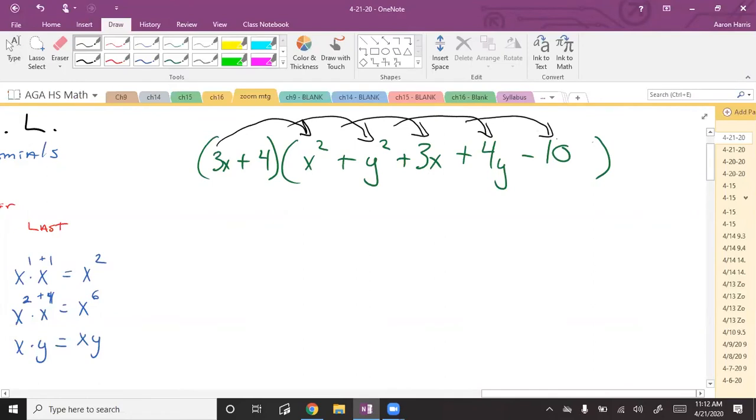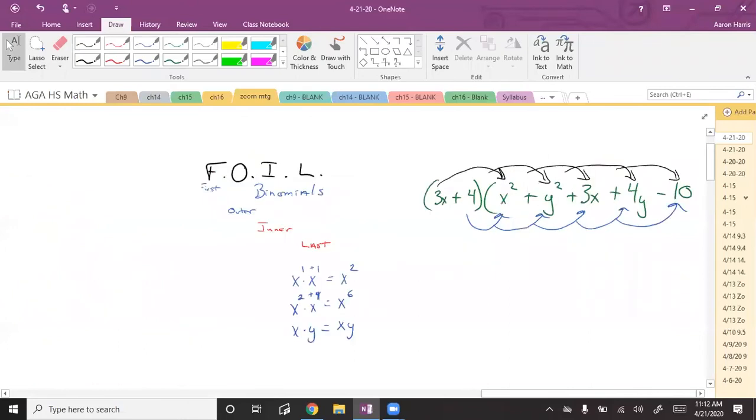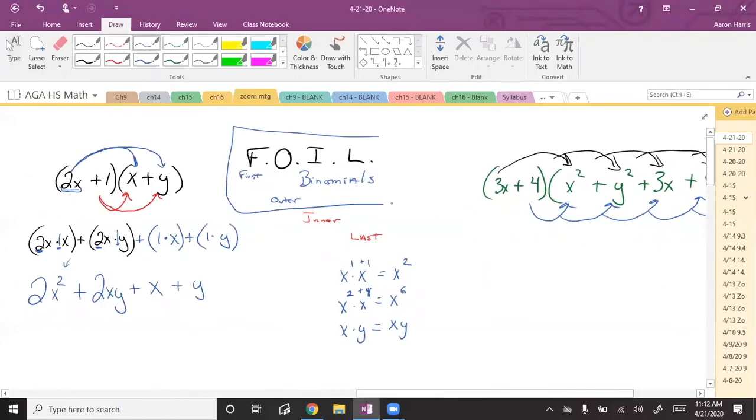What am I going to do with the 4? You've got to multiply the outer. FOIL only works, y'all have to remember this, FOIL only works with what? Binomials. When there's two terms.